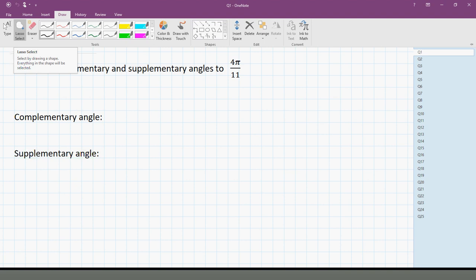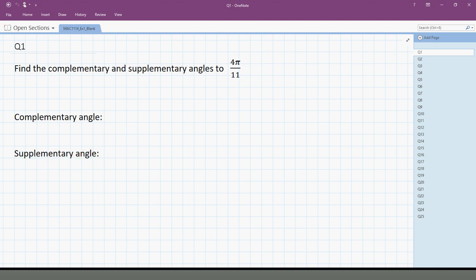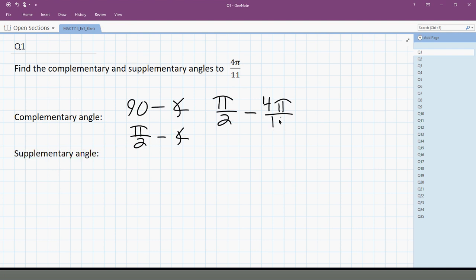So from here, the first question asks us, what are the complementary and supplementary angles to 4 pi over 11? So complementary, what are we talking about there? 90 degrees. So when you're dealing with complementary angles, you're taking 90 minus your angle, or in our case, since it's in radians, it's pi over 2 minus your angle.